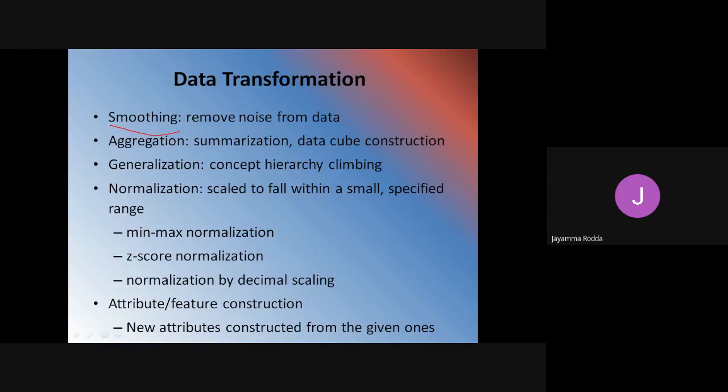First one is smoothing. Smoothing can be done by removing the noise from the data. Aggregation is nothing but summarization of the data, and data cube construction is another form of data aggregation. Next, generalization. In generalization, low level or primitive data are replaced by high level concepts through the use of concept hierarchies. For example, categorical attributes like street can be generalized to higher level concepts like city or country.